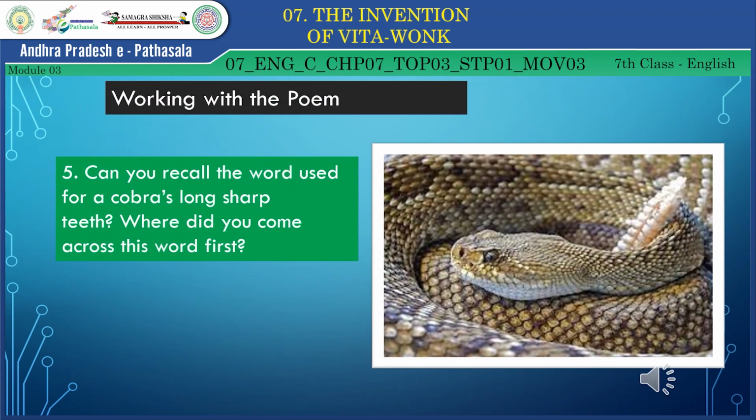Can you recall the word used for a cobra's long, sharp teeth? Where did you come across this word first? Cobra is a dangerous and poisonous snake. It has sharp teeth. They are called fangs. So, this is the answer for the question.